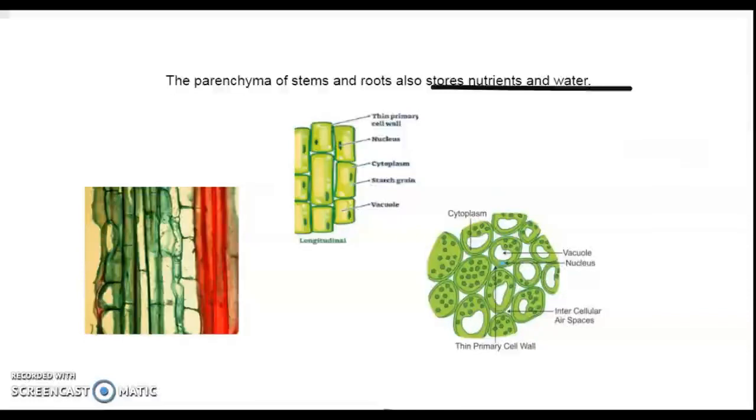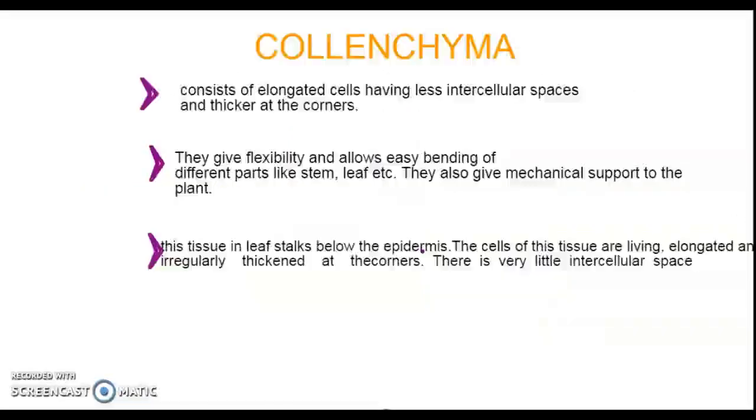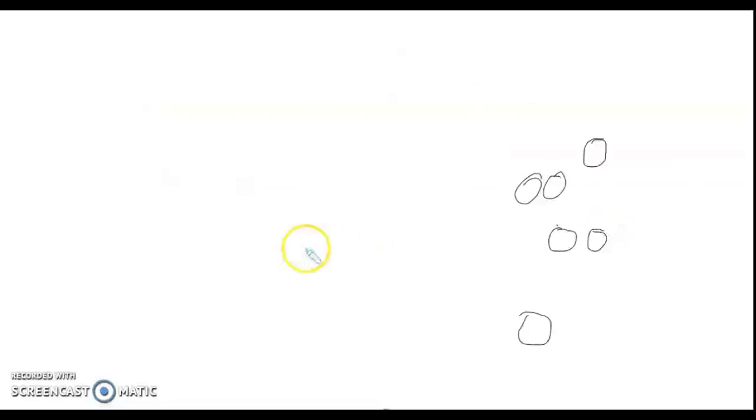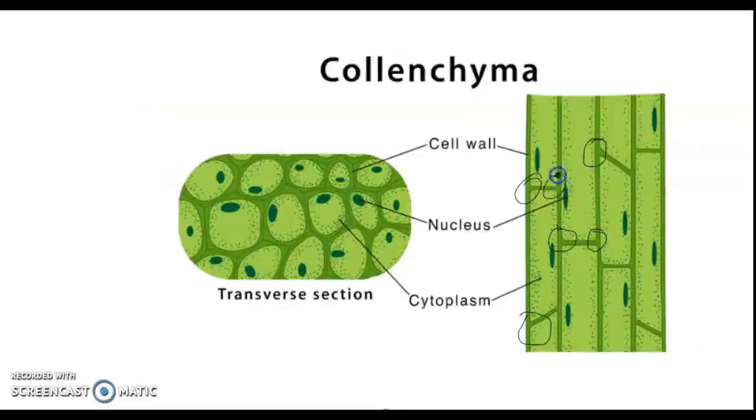Now, let's study the next simple tissue, that is collenchyma. The collenchyma has less intercellular space, meaning the space between the cells is less. And what happens? When you see the figure, can you see the parts that I have circled? Which are these parts? They are the edges of the cell.